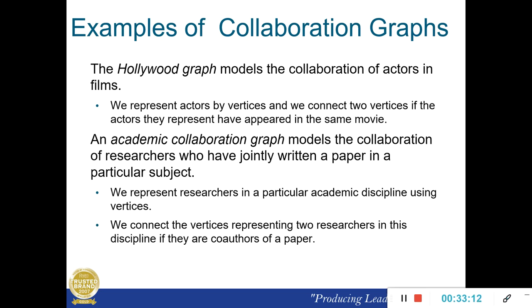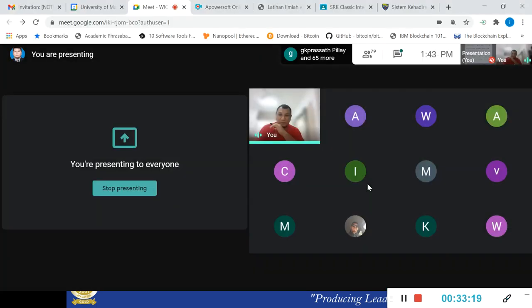The Hollywood graph models the collaboration of actors in films. Okay, the way... I hear a sound. Nikino.